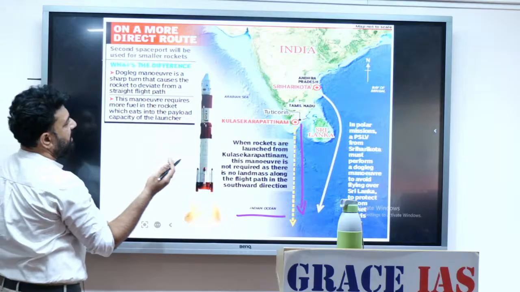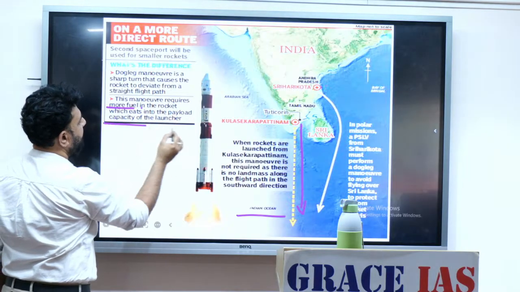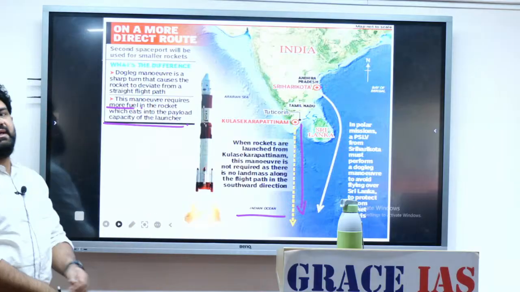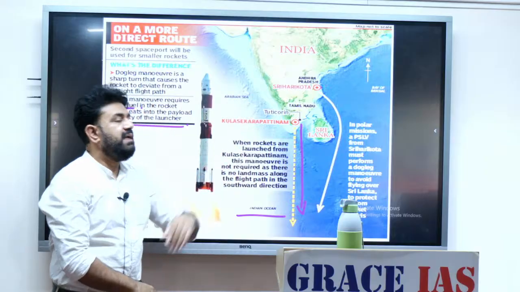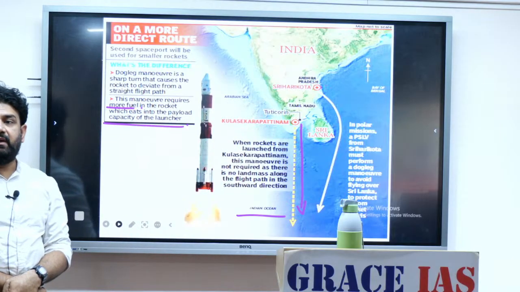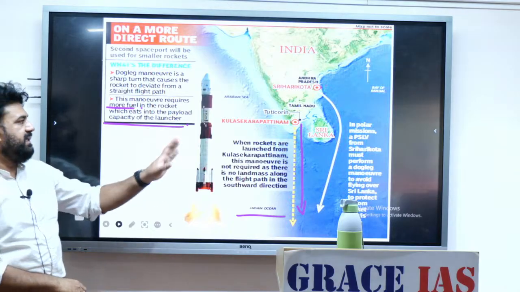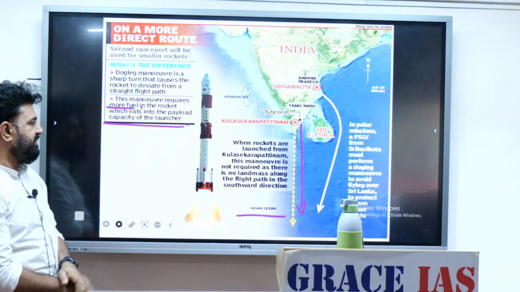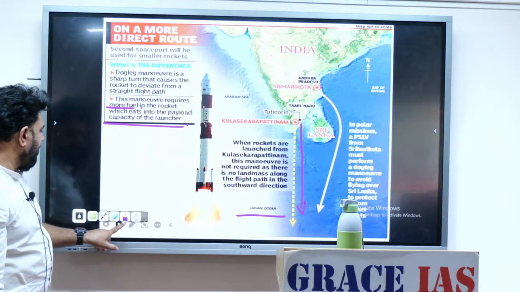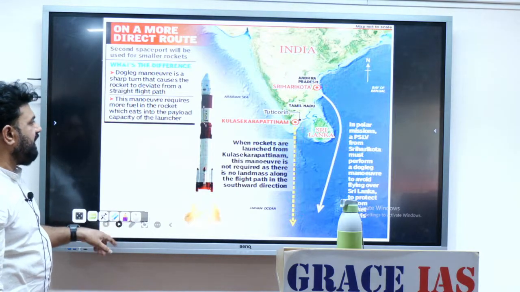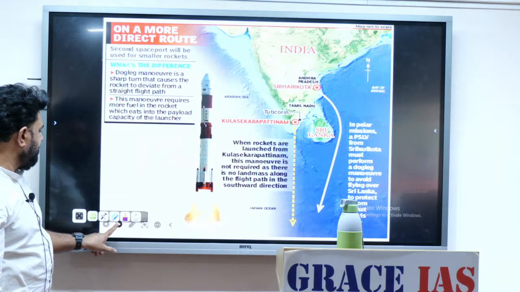Why should the dogleg maneuver be avoided? It consumes more fuel, the payload carrying capacity of the launch vehicle would be compromised, there is a risk of accidents, and it means moving into Sri Lankan airspace. To avoid all those things, we go for Kulasekarapattinam, the second launch pad in India. So these are some aspects about space technology, and recent missions also. That should be enough about these things now.